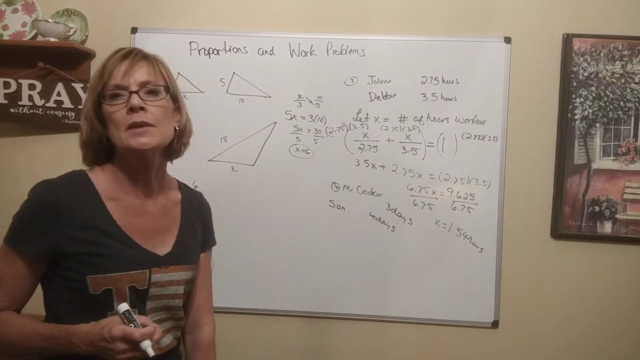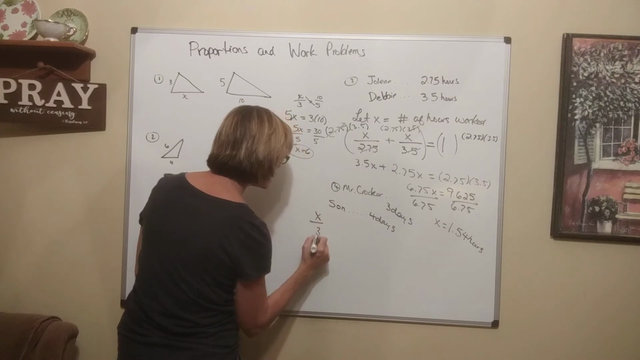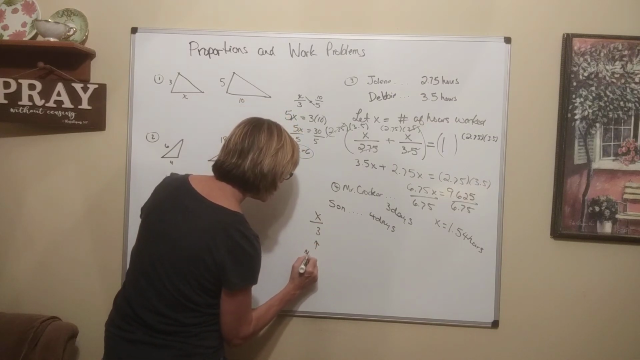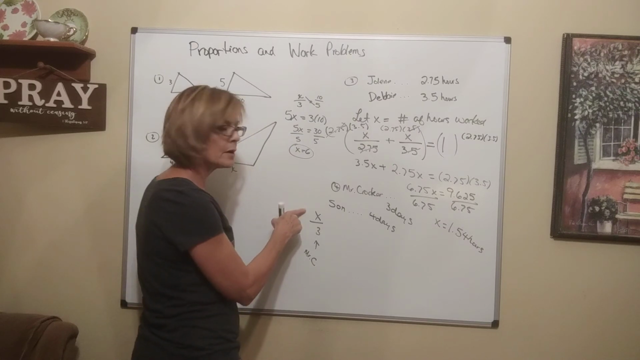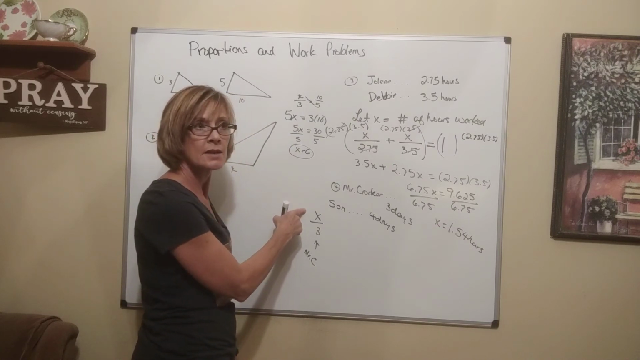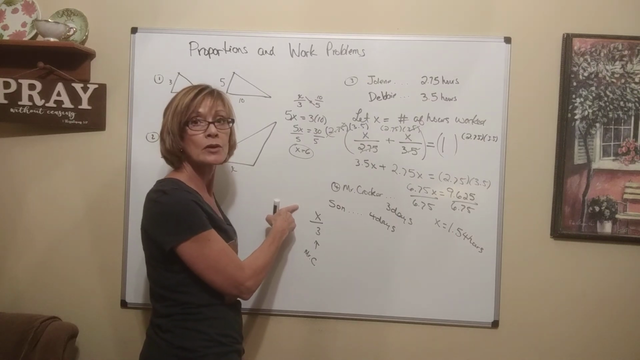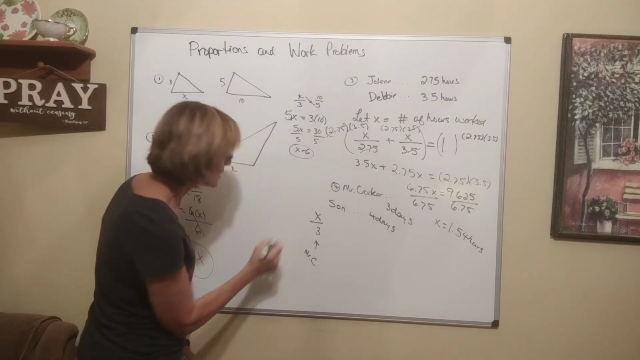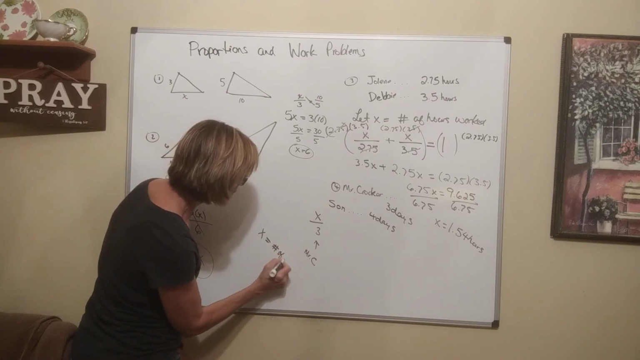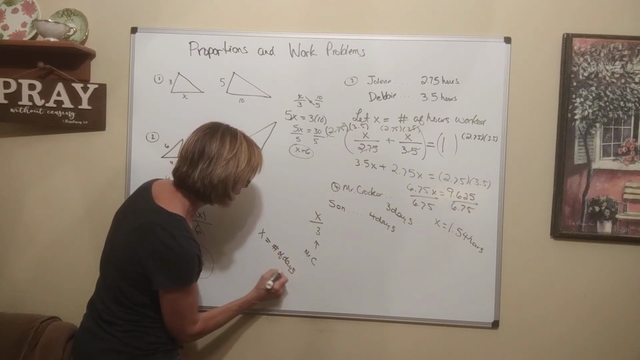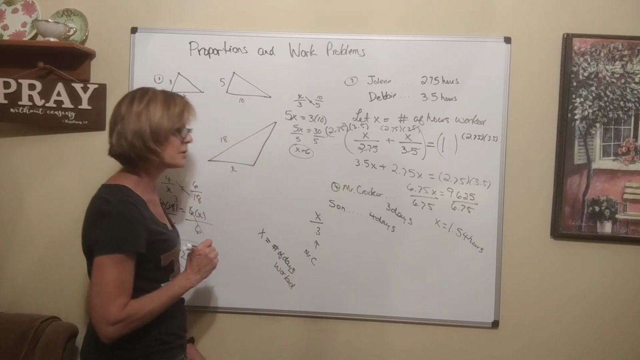Here's how we could represent Mr. Crocker's work rate, X over 3. This is Mr. Crocker's work rate. After he works 1 day, 1/3 of the job is done. 2 days, 2/3 of the job is done. 3 days, 3 over 3, 1 whole job is done. So in this case, X represents the number of days worked.